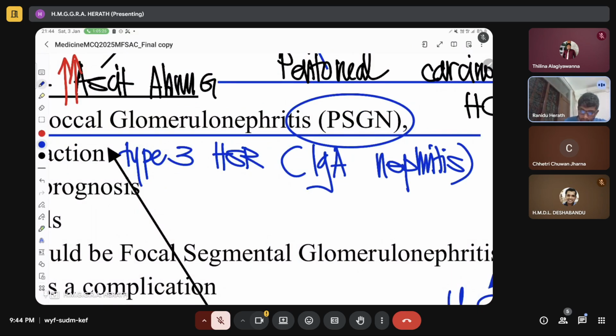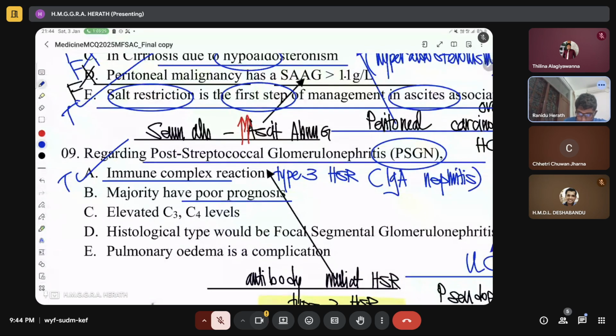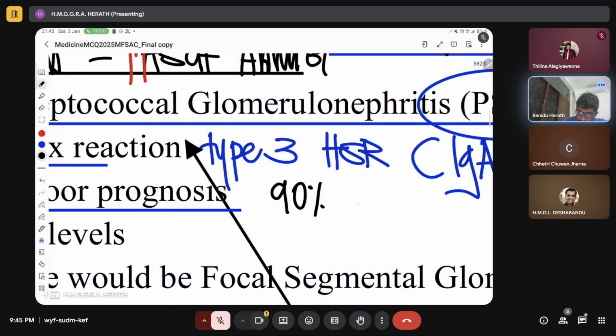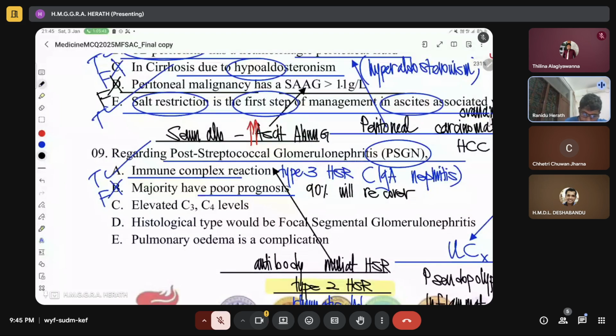Majority have poor prognosis. True or false? False. 90% will recover. Elevated C3 and C4 levels. True or false? False.